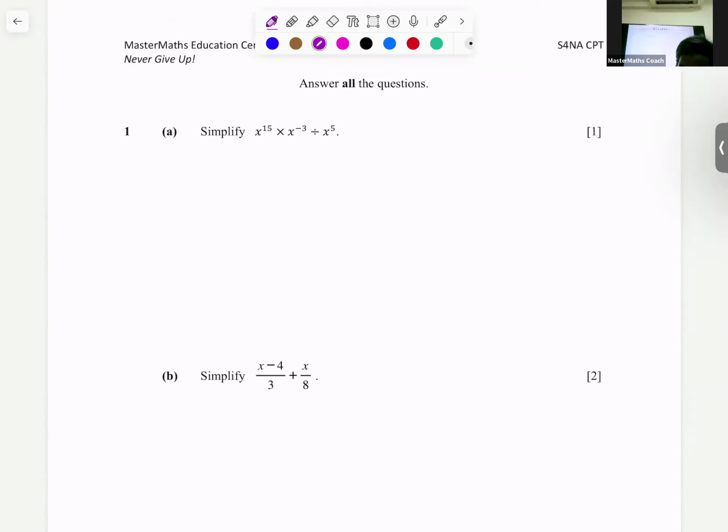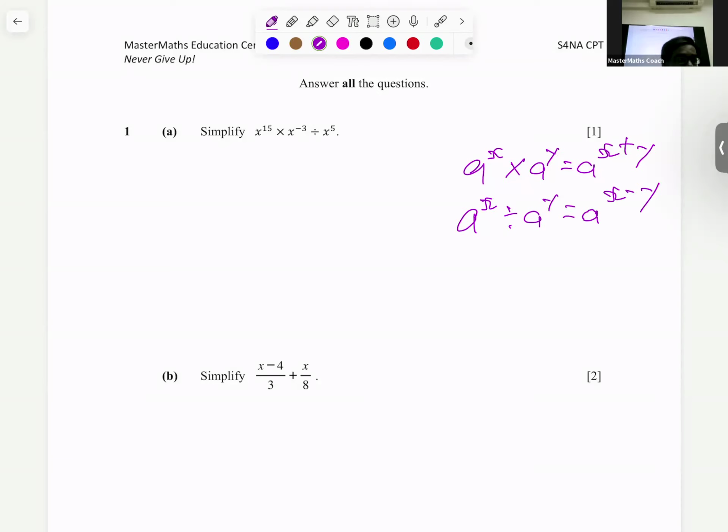This is application of rules of indices. So a to the power x times a to the power y is a to the power x plus y. A to the power x divided by a to the power y is a to the power x minus y. Okay, you all need to know this. Then a to the power x to the power y is a to the power of xy.